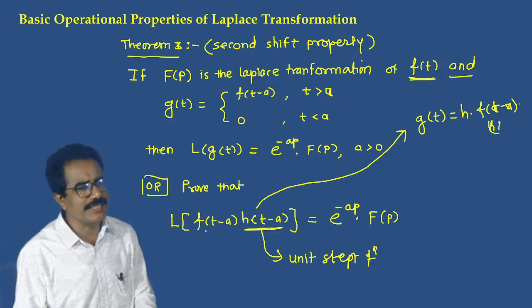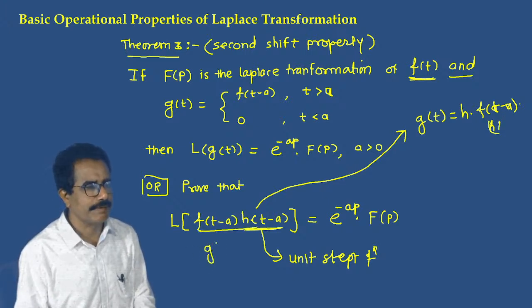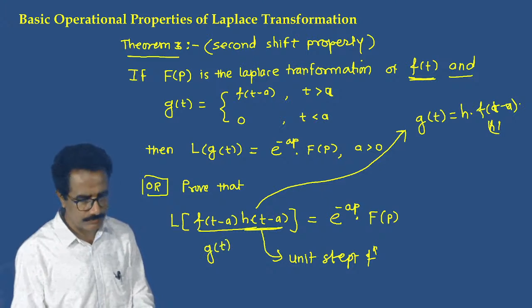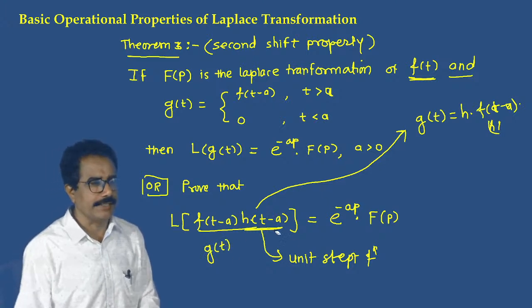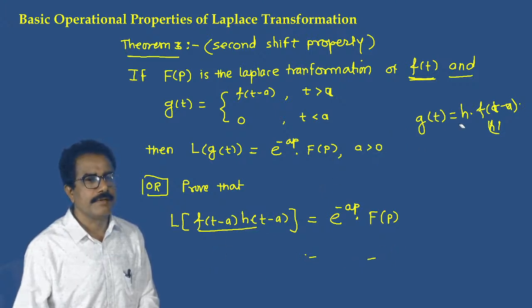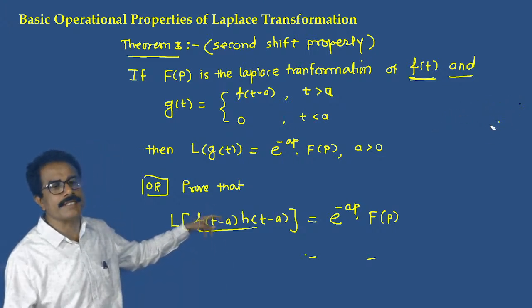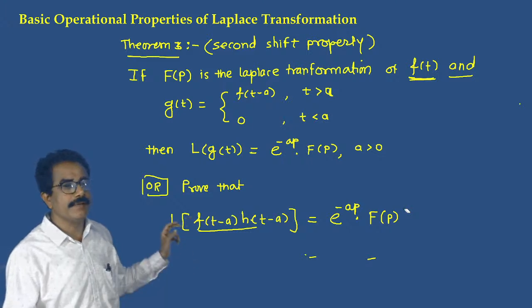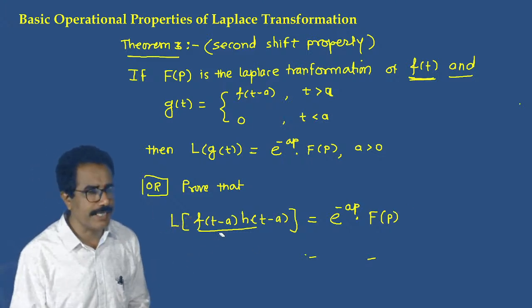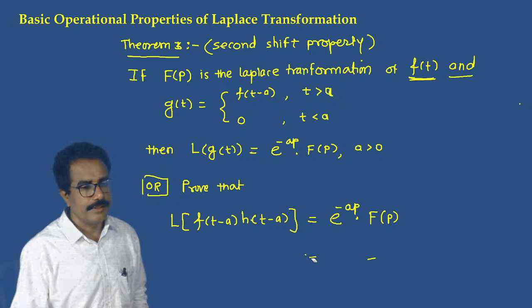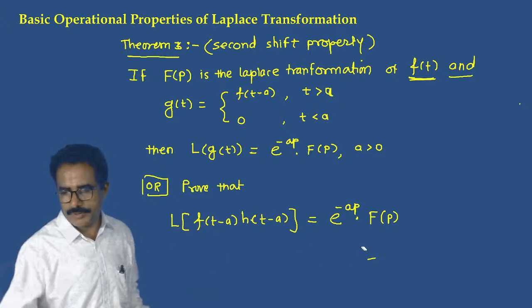Okay, take this function as g of t. Understand this a little. Right. Now we shall move towards the next function, the second shifting function. Here in this case you must know h of t minus a is the unit step function. You understand, as seen earlier. Okay, now we shall prove this theorem.